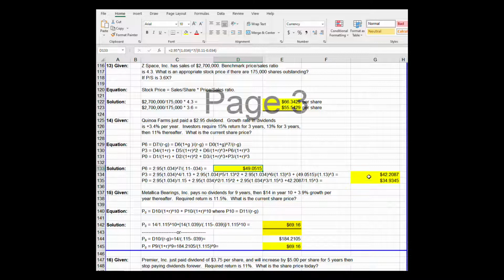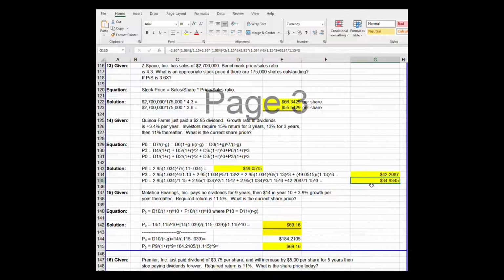Then I step back and calculate P3. P3 is simply D4 over 1 plus R plus D5, that's 2 years out, over 1 plus R squared, plus D6 over 1 plus r cubed, because that's 3 years from P3, plus P6 over 1 plus r to the third. P6 I just calculated above at 49.0515, and I get a P3 stock price of $42.21.